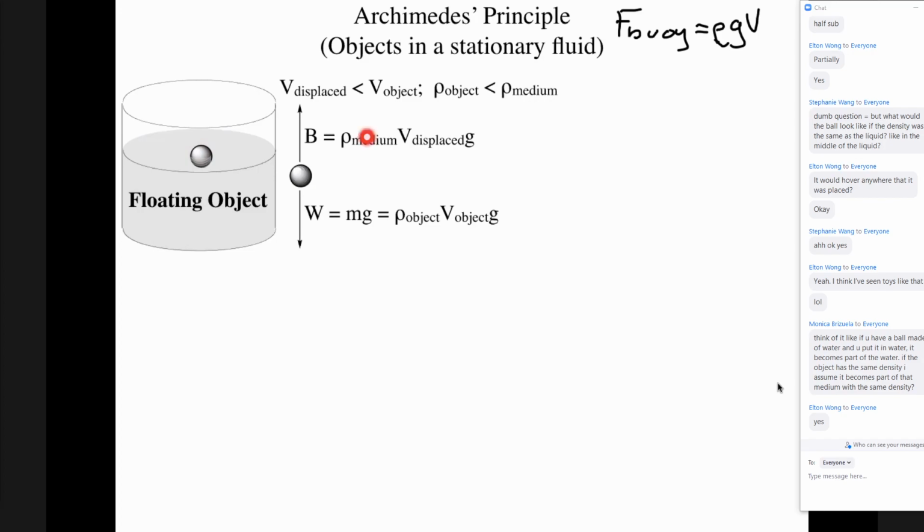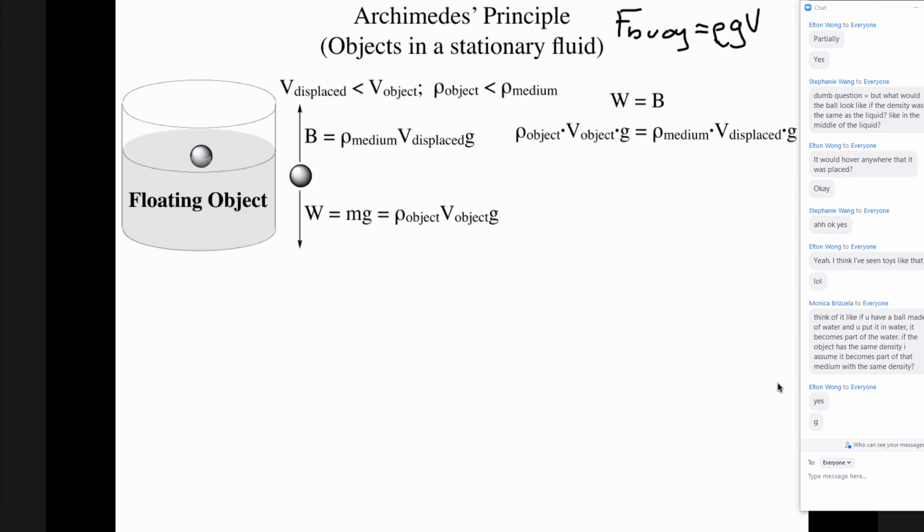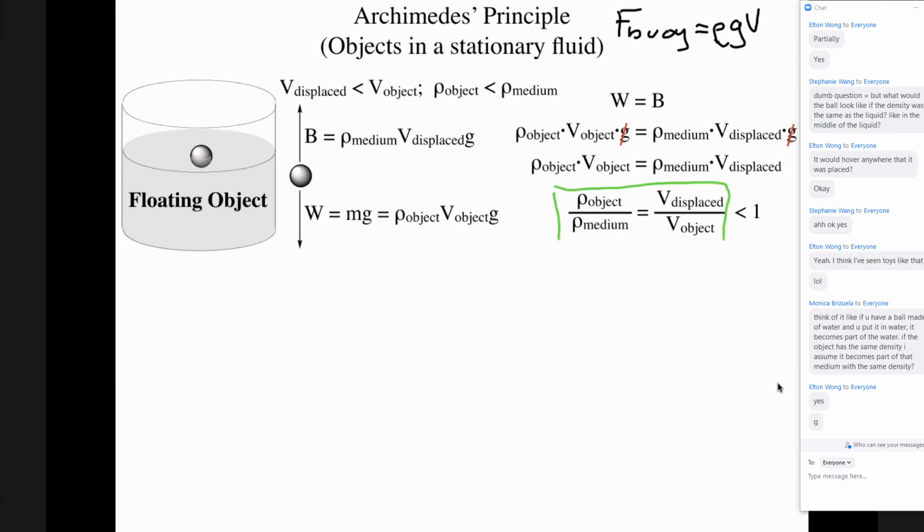So I'm going to take the liberty of setting these two equal to each other. Weight equals buoyant force, so rho Vg equals rho Vg. What cancels? You can do it on the moon. Rho V equals rho V. I'm going to isolate so all the densities are on one side, all the volumes on the other. I'm going to come up with this relationship. This is going to be my shortcut.